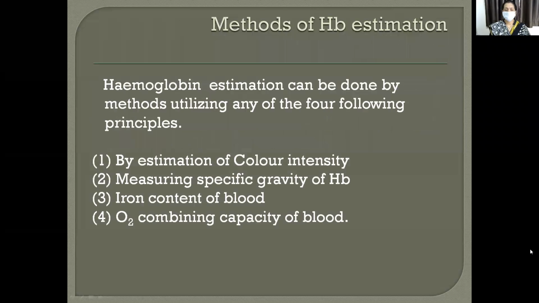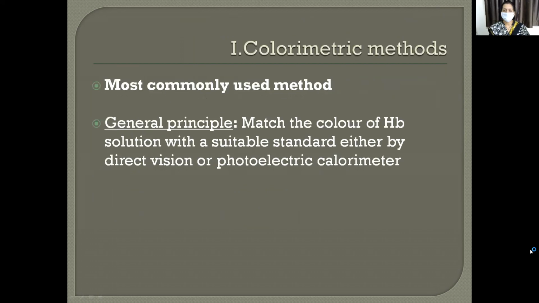So the methods of hemoglobin estimation are by estimation of the color intensity, then measuring the specific gravity, measuring the iron content of the hemoglobin, and the oxygen combining capacity of the blood. So usually we are doing the color intensity comparison. The specific gravity, iron content, and oxygen combining capacity are not done in routine. So this is the most common principle.